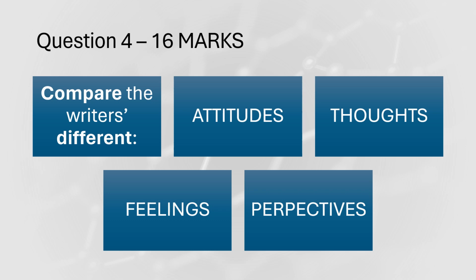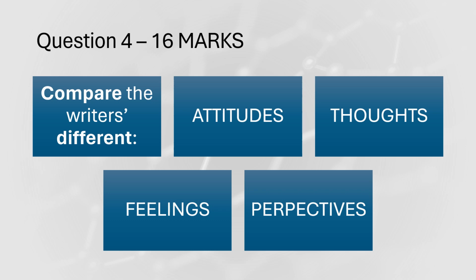And that brings us on to question 4, which is the most important question in section A because it's worth 16 marks. This question is a comparison of the writers, and sometimes the words in the question will be different. Sometimes it will say attitudes, sometimes it will say perspectives, sometimes it will say ideas. But you're comparing what the writers think about the subject they are writing about.